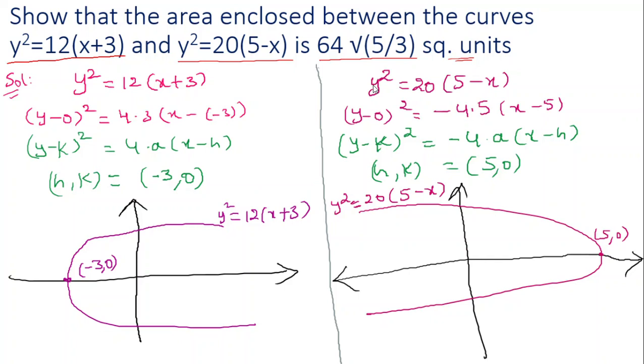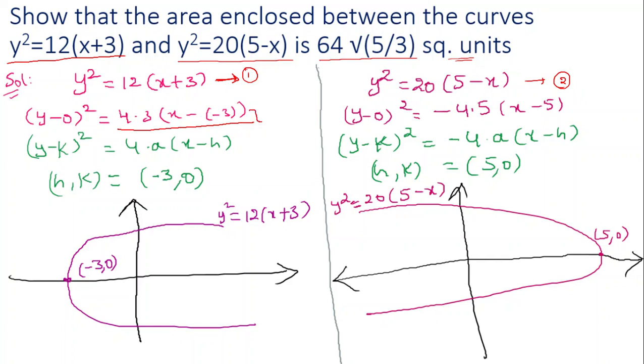So let's see how. We are given two curves. This is the first curve and this is the second curve. Now if we observe, these two curves are actually two parabolas. Looking at the first curve, y square is equal to 12 of x plus 3. This equation can be written as y minus 0 whole square is equal to 4 into 3 of x minus of minus 3, isn't it?